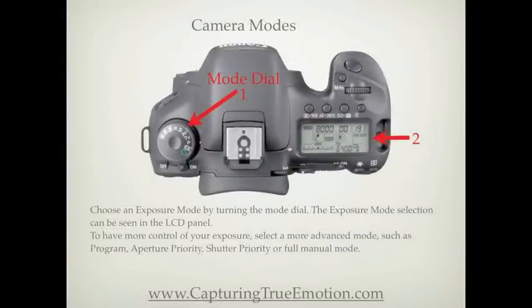Choose an exposure mode by turning the mode dial. The exposure mode selection can be seen in the LCD panel. To have more control of your exposure, select a more advanced mode, such as program, aperture priority, shutter priority, or full manual mode.